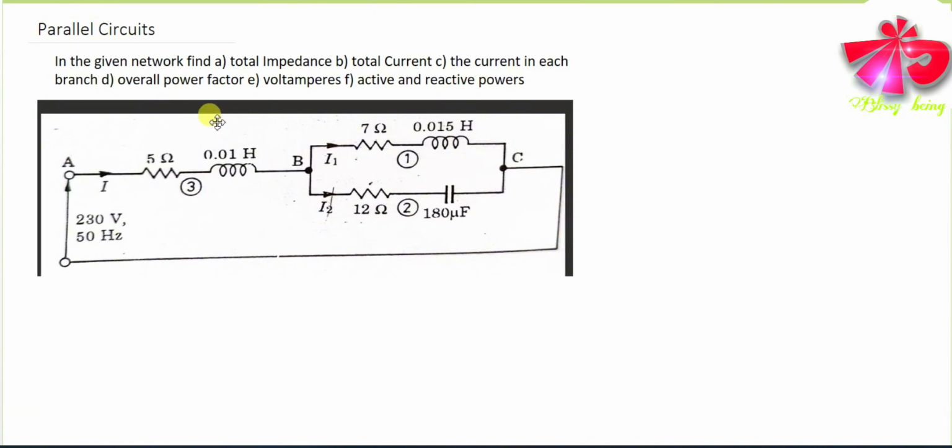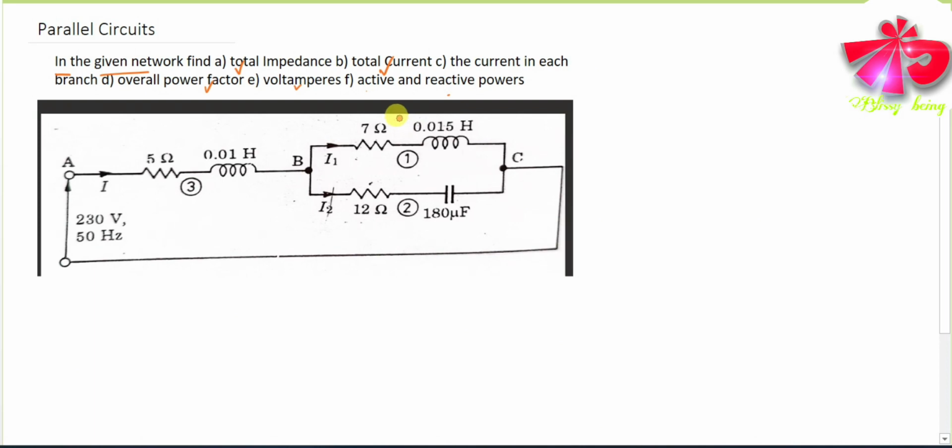So in the question we are given that in the given network, find the total impedance, the total current, and the current in each branch. Means first you must know how many branches we have. This one is one branch, this one is another branch, and this one is another branch. We have three branches. So you are asked to identify the current in branches 1, 2 and 3. Then you are asked to identify the overall power factor, volt amperes, meaning VA or apparent power. Then again you are asked to find the active and reactive power.